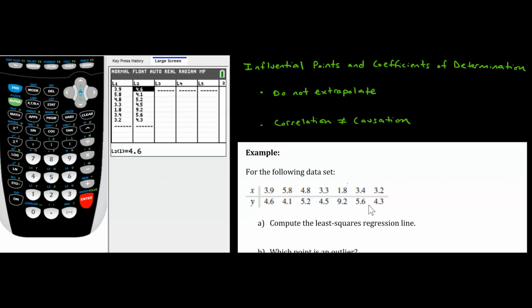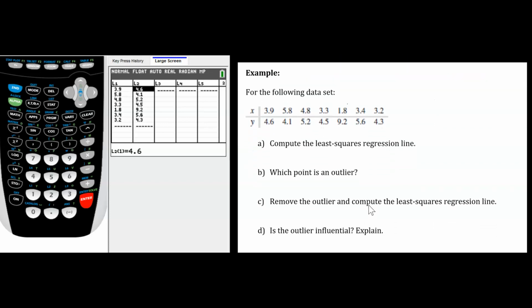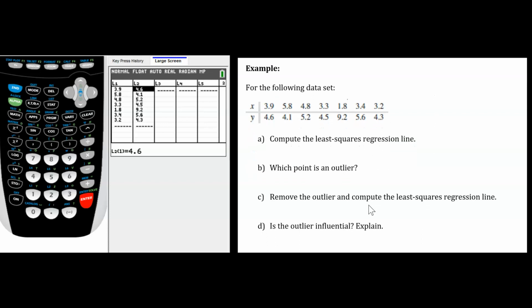Okay, now let's talk about influential points, and we're going to go through this example. I should begin by saying that an influential point is kind of like an outlier with bivariate data. It's a point that, when included in a scatter plot, strongly impacts the position of the least squares regression line. As you're going to see in this example, when a scatter plot contains these types of points, it's recommended that you compute the regression line both with and without the outlier to determine if the outlier is influential or not.